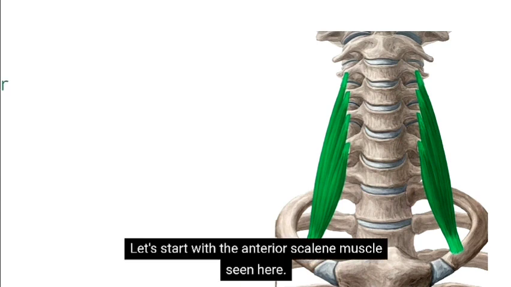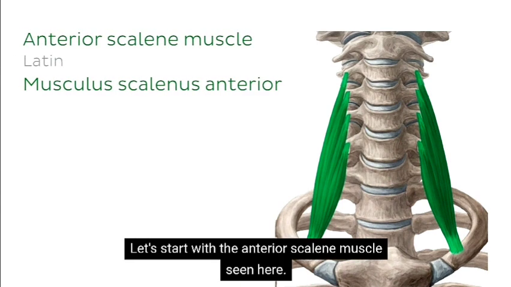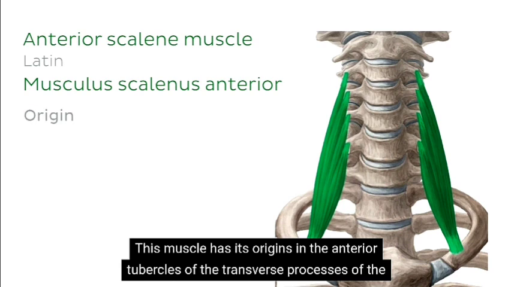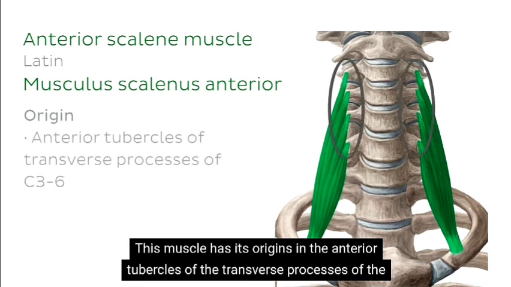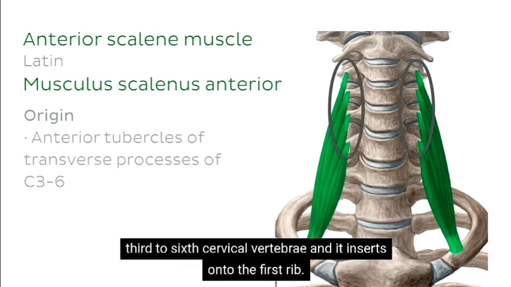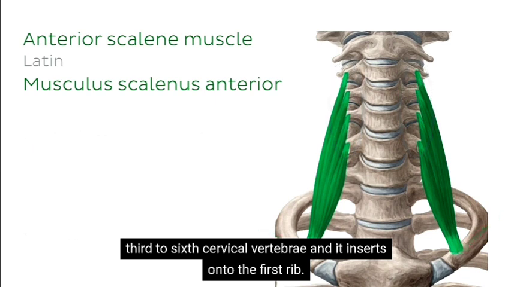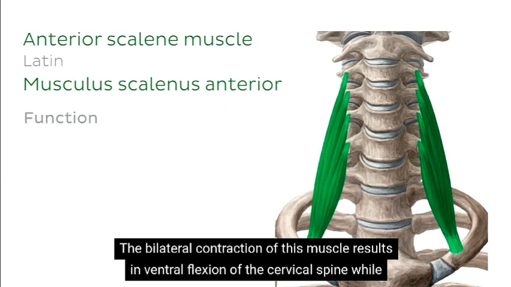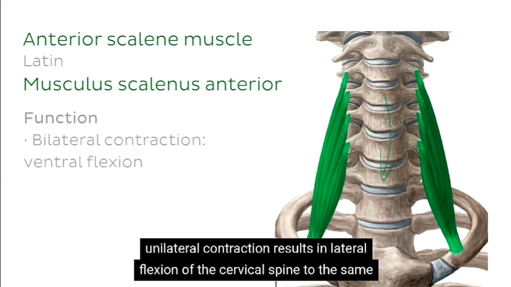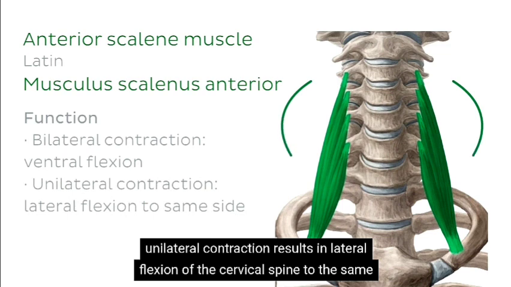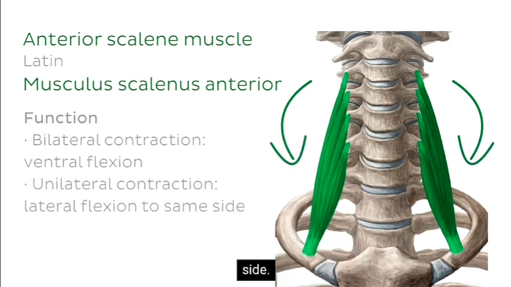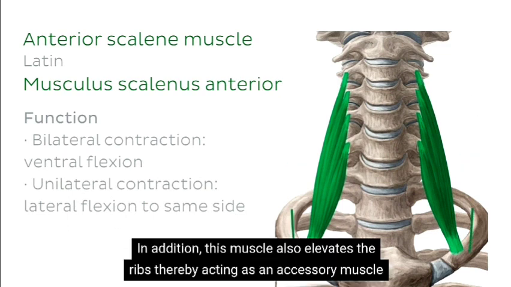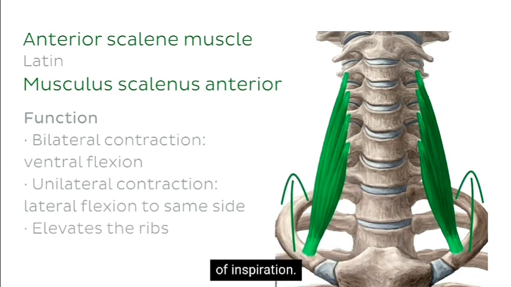Let's start with the anterior scalene muscle seen here. This muscle has its origins in the anterior tubercles of the transverse processes of the 3rd to 6th cervical vertebrae, and it inserts onto the first rib. The bilateral contraction of this muscle results in ventral flexion of the cervical spine, while unilateral contraction results in lateral flexion of the cervical spine to the same side. In addition, this muscle also elevates the ribs, thereby acting as an accessory muscle of inspiration.